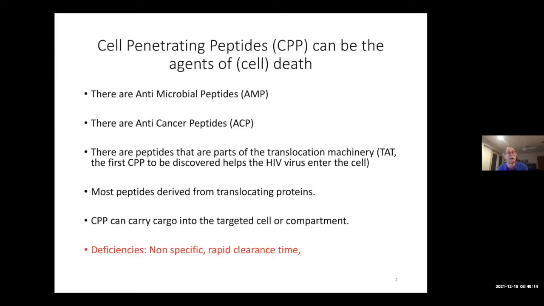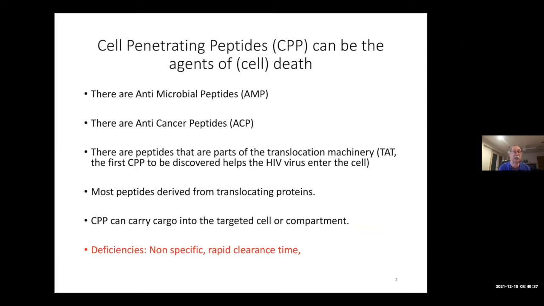In fact, there are a lot of peptides, called CPP for short, or cell-penetrating peptides, that in many cases can be agents of cell death. Somehow they can cause different types of cells to die through very different mechanisms. All of them are roughly 30 amino acids long, so they are relatively short.